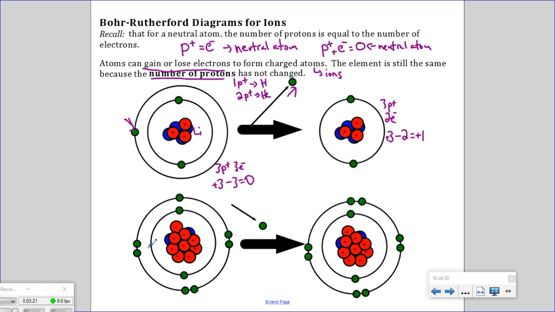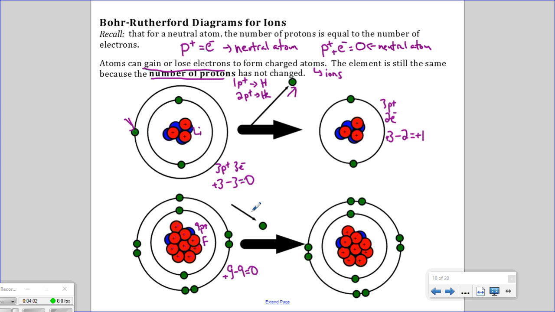If we look at the second atom down here and count the number of protons in the nucleus, we have 1, 2, 3, 4, 5, 6, 7, 8, 9. So we have a total of 9 protons. If we look at the periodic table, the element with an atomic number of 9 is fluorine. And if we count the number of electrons, we have 1, 2, 3, 4, 5, 6, 7, 8, 9. So we have 9 protons and 9 electrons. And when we add those charges together, they total 0. So here we have a neutral fluorine atom.